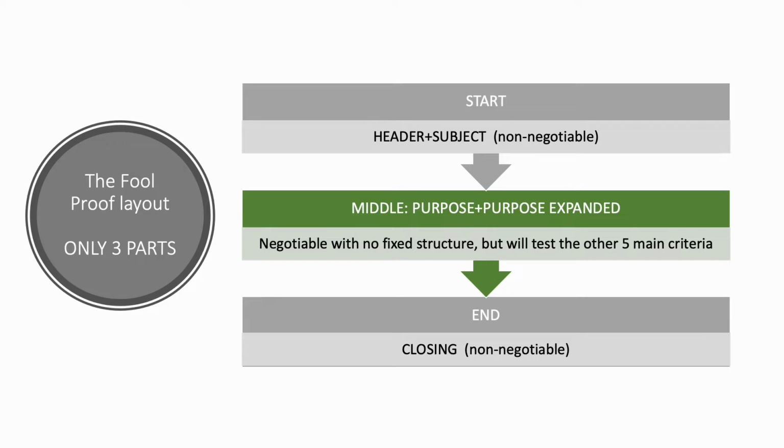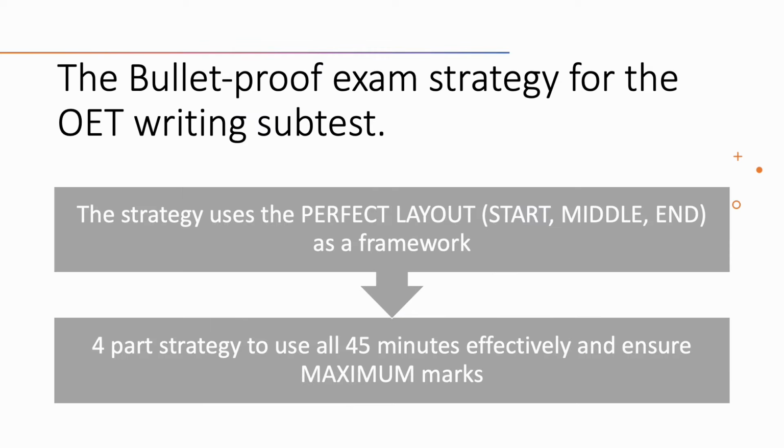And then remember that I said that every letter has a start, a middle, and an end. In this presentation, I'll cover the middle, which is the purpose and purpose expanded, as described on the OET website. So the bulletproof exam strategy that I've developed for the OET writing subtest to help you get the A grade mark uses a strategy that takes advantage of the perfect layout that I introduced in my previous presentation as a framework. It consists of a 4-part strategy, which uses the maximum out of the 45 minutes allocated in the exam time.